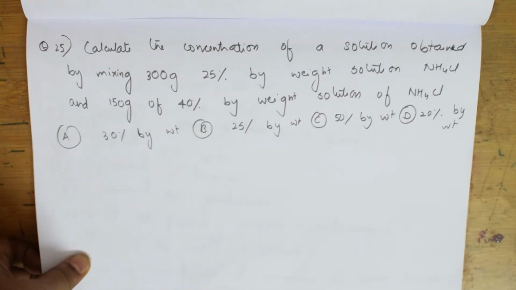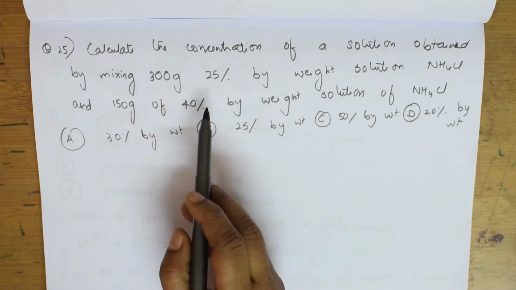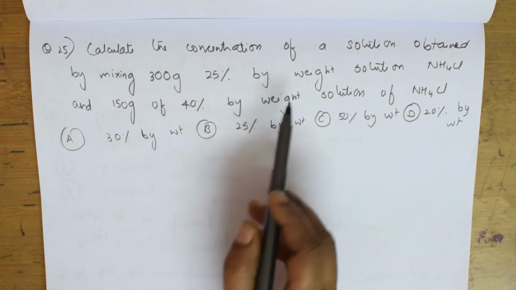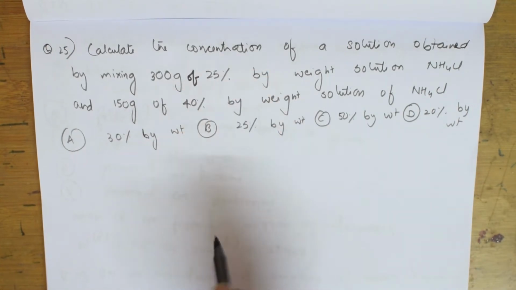Yeah. So now let us read the question. What did they give us? Calculate the concentration of a solution obtained by mixing 300 grams of 25% weight solution of ammonium chloride and 150 grams. Okay, I have to calculate what?